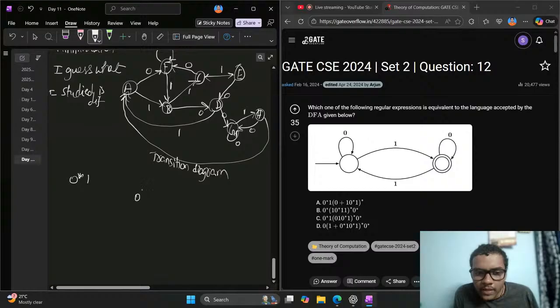So any zeros followed by 1, and after that you can have any number of zeros. So you can have 1 followed by any number of zeros and followed by 1, any number of zeros and another 1, and this pattern can repeat over and over again. And yes sir, D is your answer.